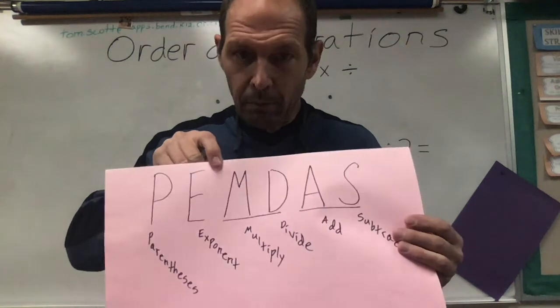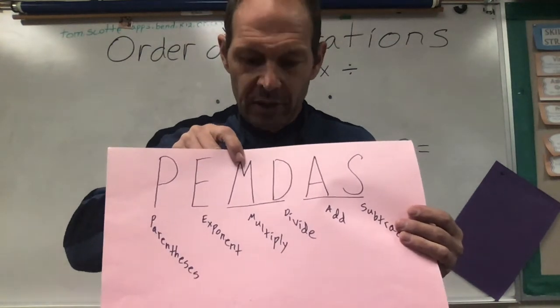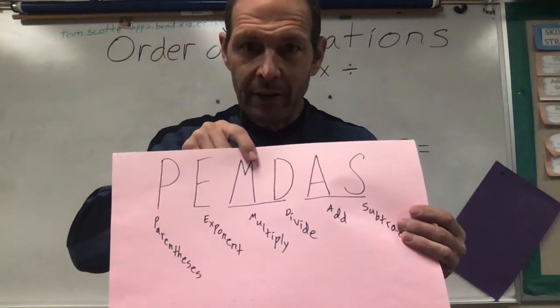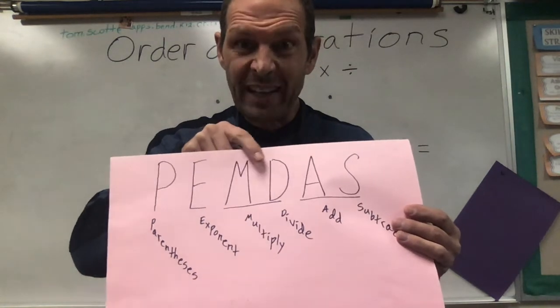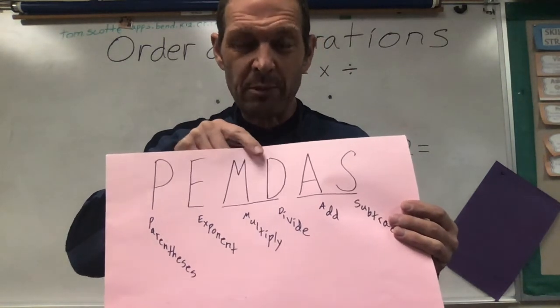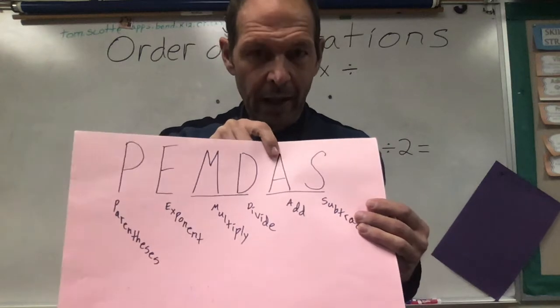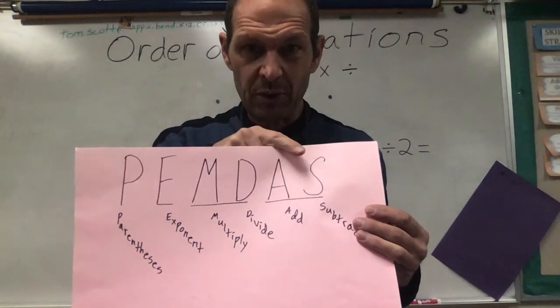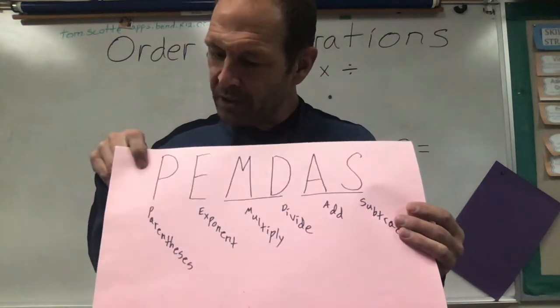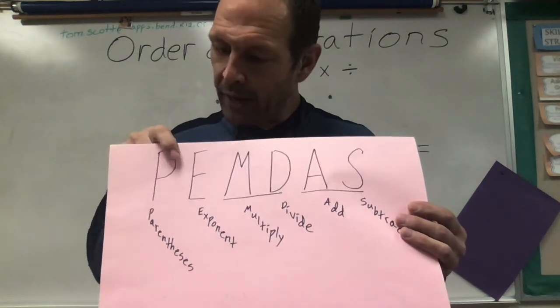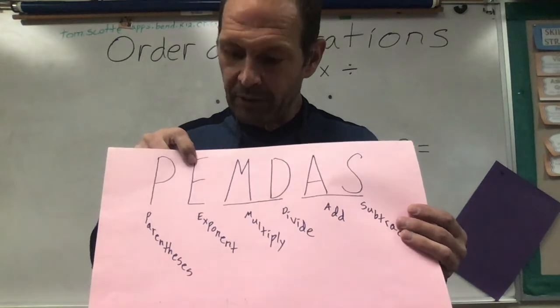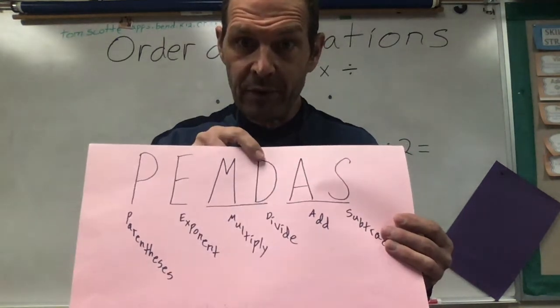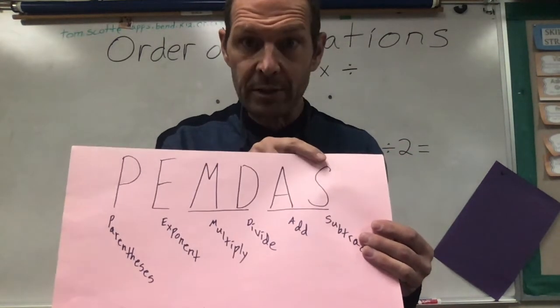Then comes multiply. You notice that multiply and divide have a line under them. That's because they're the same, they're like equal power. You do whichever one comes first. And then addition and subtraction, you do whichever of those two comes first. But you would always do parentheses before anything else, then exponents before anything that's left, and then any multiplication and division, and then any addition and subtraction.